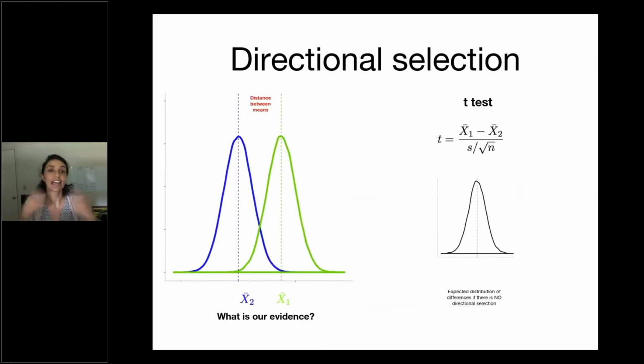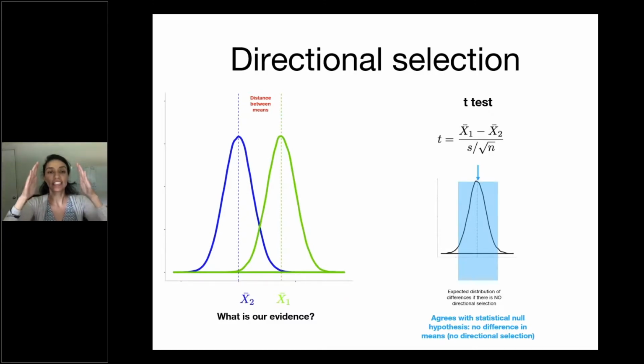The standard test that we have for this type of comparison is the t-test. In the t-test, as in the slide, we have two means that we're comparing, and the t-test is calculating the difference between these two means. If our test statistic, the t-statistic, is really close to 0, for example, can you move to the next slide, Julie, please? Yes. If this test statistic is very close to 0, that means that we really don't see any evidence of a difference in mean. That will agree with a statistical null hypothesis.